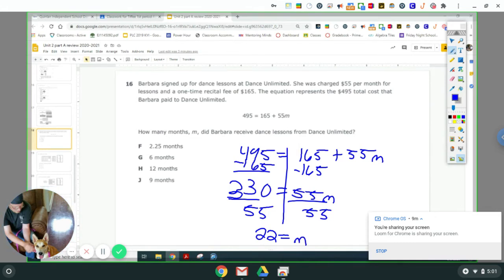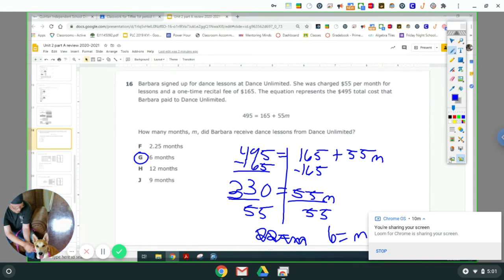Wait, why is this wrong? I'm sorry, guys. I must have messed up something. So it's 6 months. I messed up because I divided by 15 and not 55. So 330 divided by 55 is 6. I apologize, y'all. It's 6. So she only did it for half a year. So the answer is G.